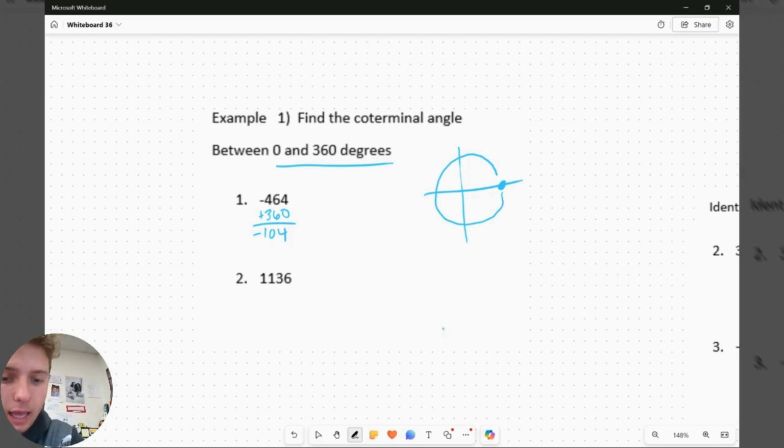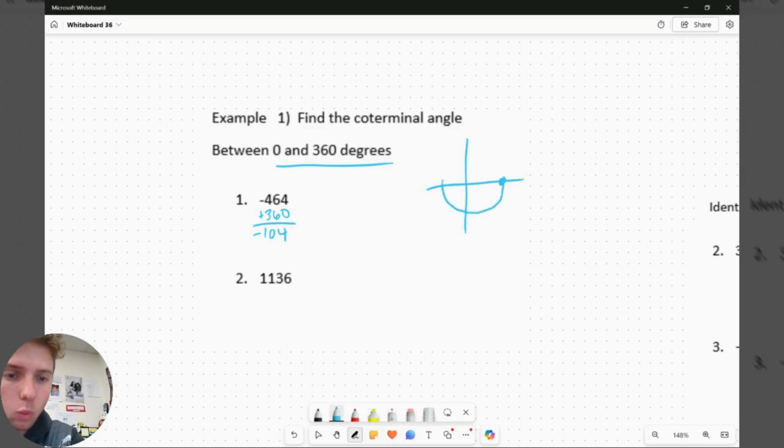So my rotation continues then. Let me redraw that real quick. We rotated once around, but I'm going to go past it. We're at negative 104. Remember, every right angle is 90 degrees. So if I get to here, this is negative 90, negative 180, negative 270, negative 360, and so forth. I need to go negative 104, so I need to get to roughly right here.